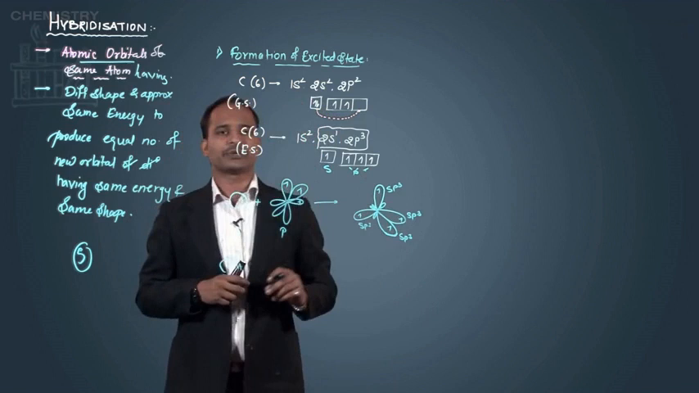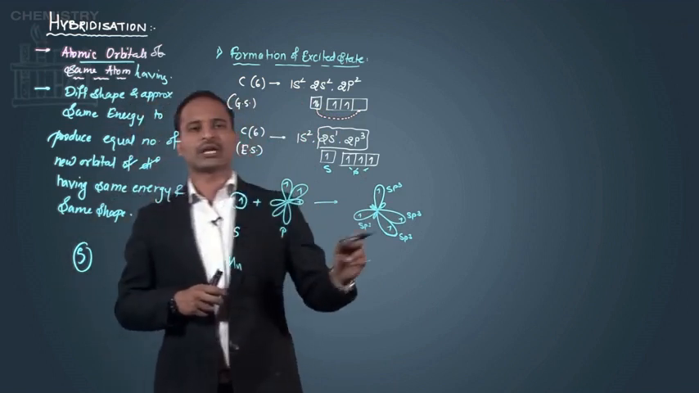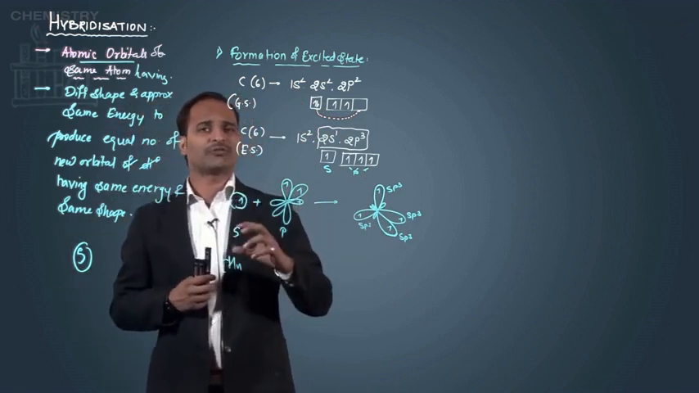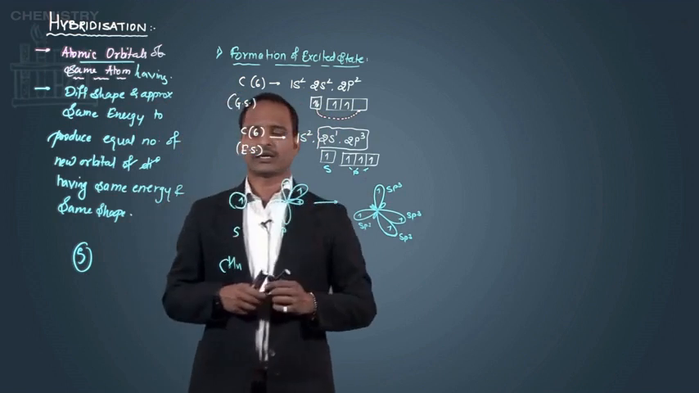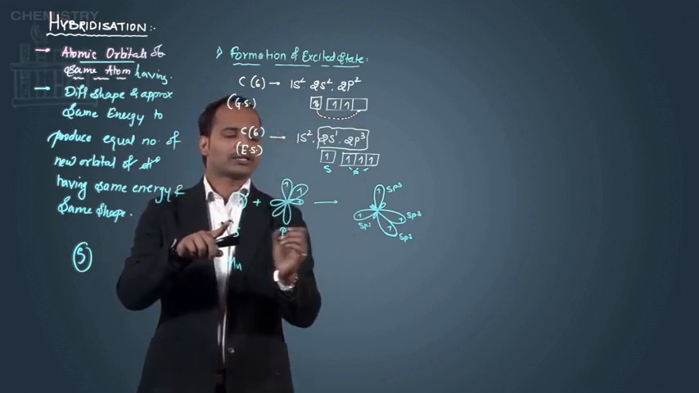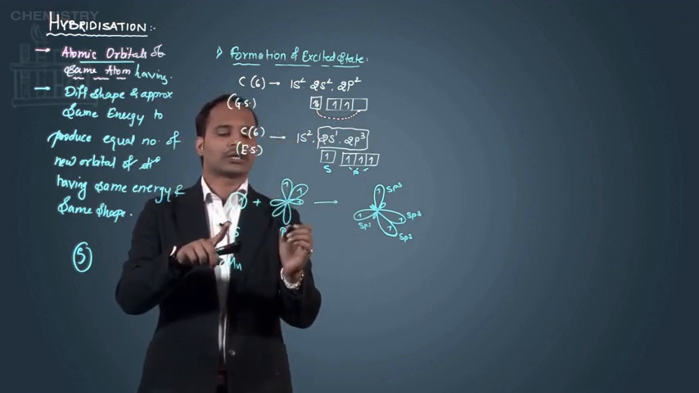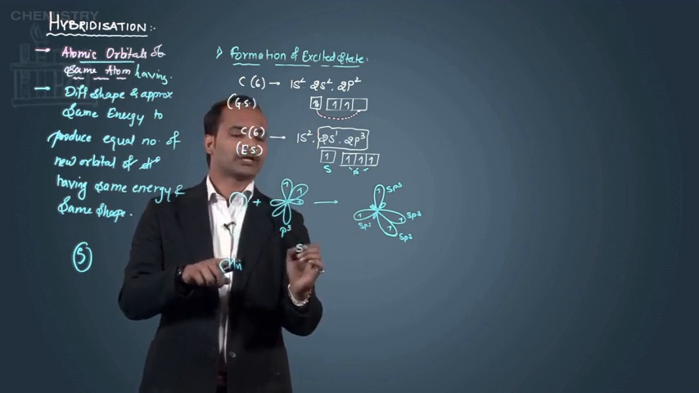Why did I say it is sp3 orbitals? The name of these hybrid orbitals depends upon the name of the orbitals which undergo the mixing and recasting process. As I said, one s orbital, and how many p orbitals are undergoing? Three, and that's why the name is sp3.